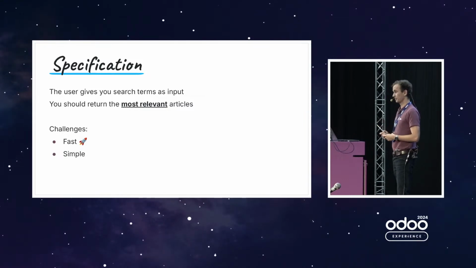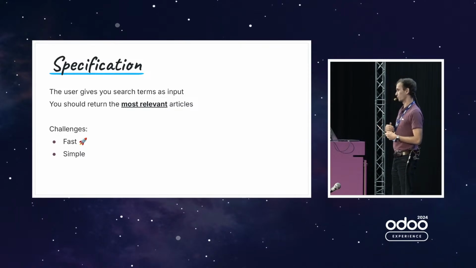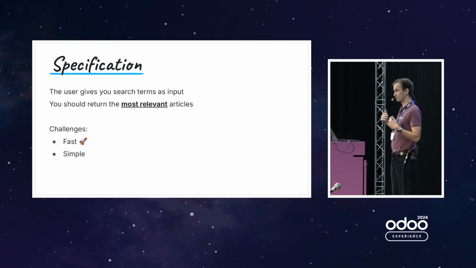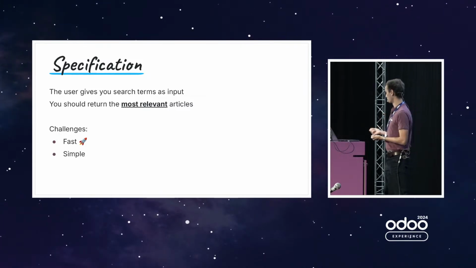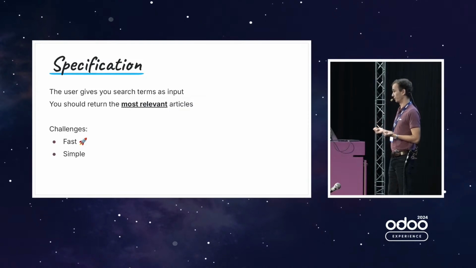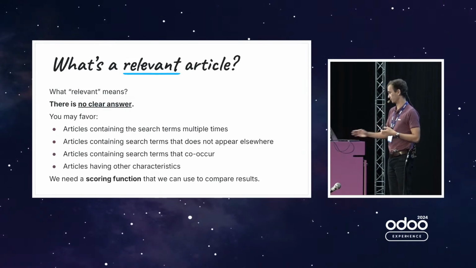But the challenge is that it should be fast, so we want a fast response time, but also really simple, because we develop software that is open source and we want people to be able to understand the code we are writing. So if there is a bug or something, it's easier to debug. So we want something simple, without a lot of lines of code, that kind of thing.